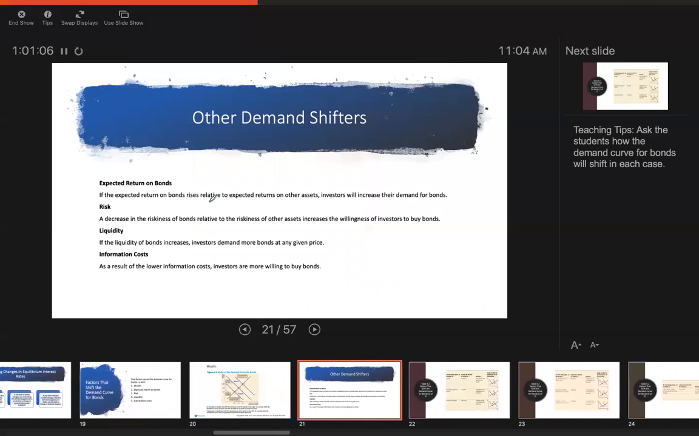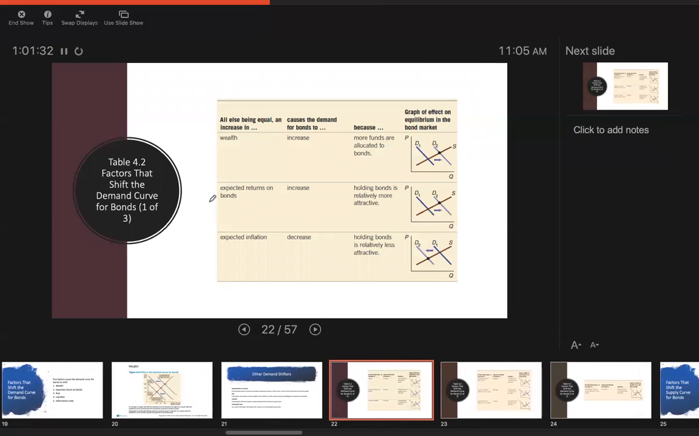The other four things, I put in one simple table. So there are four other factors. And again, the analysis takes the same form, four other demand shifters. Expected return on bonds goes up. So if the expected return on bonds rises, then there's an increase in demand for bonds, which means that the demand curve will shift to the right, which means that the bond price will go up and the yield will fall. Okay, let me just show it to you here.